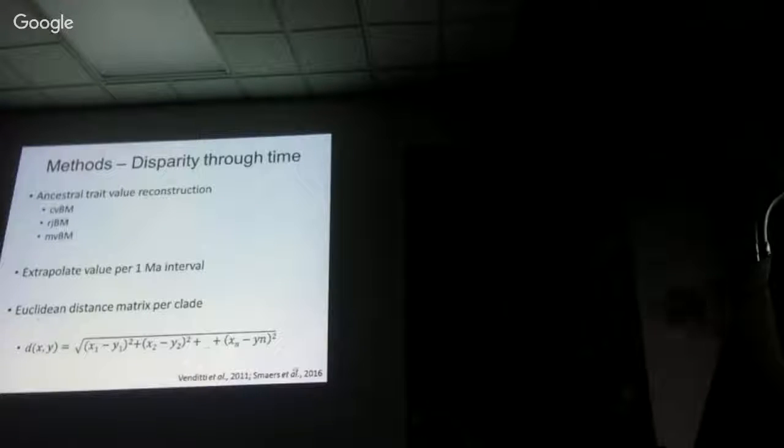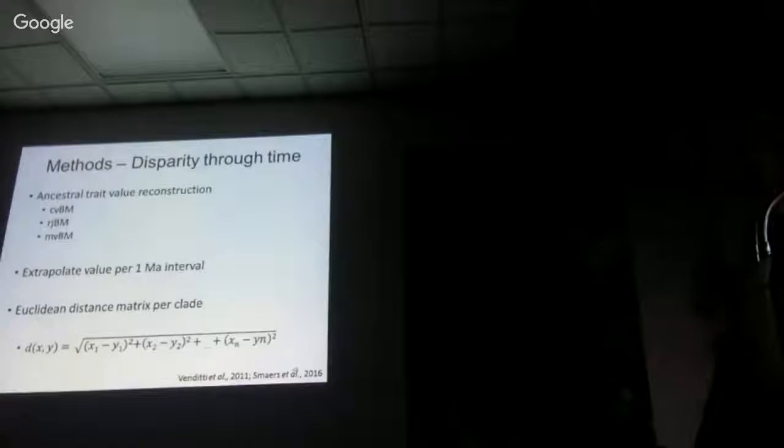But the main difference between these 3 models is that CVBM, constant variance Brownian motion, assumes that the variance or disparity of the whole tree is constant. And therefore the rate of change is constant as well. The other 2 models, RJBM and MVBM, allow for the rate of change and levels of disparity to be different throughout the tree, so you can actually model bursts of change in your phylogeny.